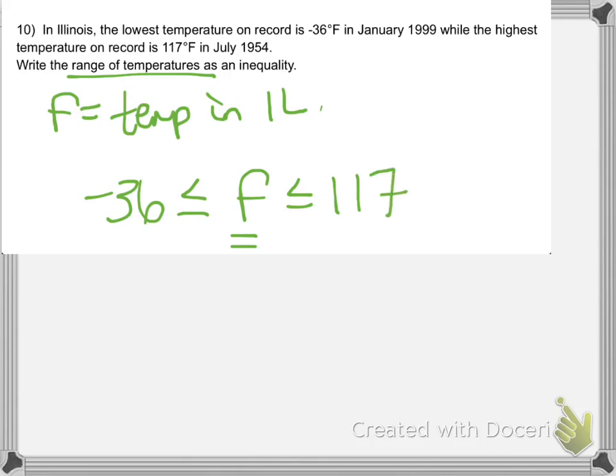Sometimes these word problems are almost so easy that they seem difficult. Don't read more into the problems than there are.